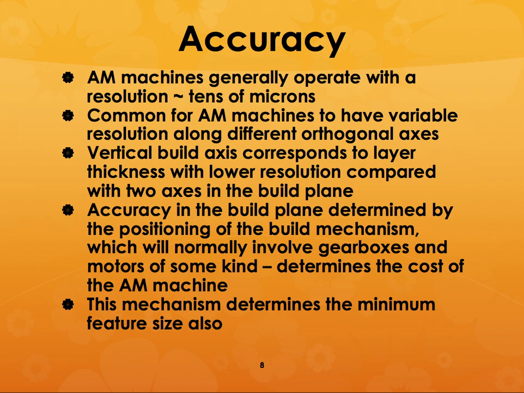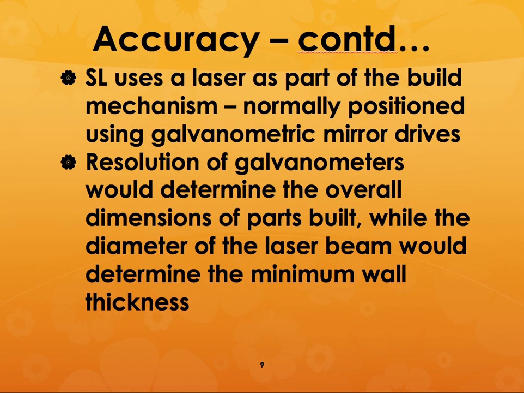Whereas if you buy an additive manufacturing machine that costs, say, $300,000 or $400,000, those stepper motors are going to cost maybe $1,000, $2,000. So that's going to be more accurate than a $5 stepper motor, obviously. So that is going to determine the final cost of your additive manufacturing machine, and it will also determine the minimum feature size.